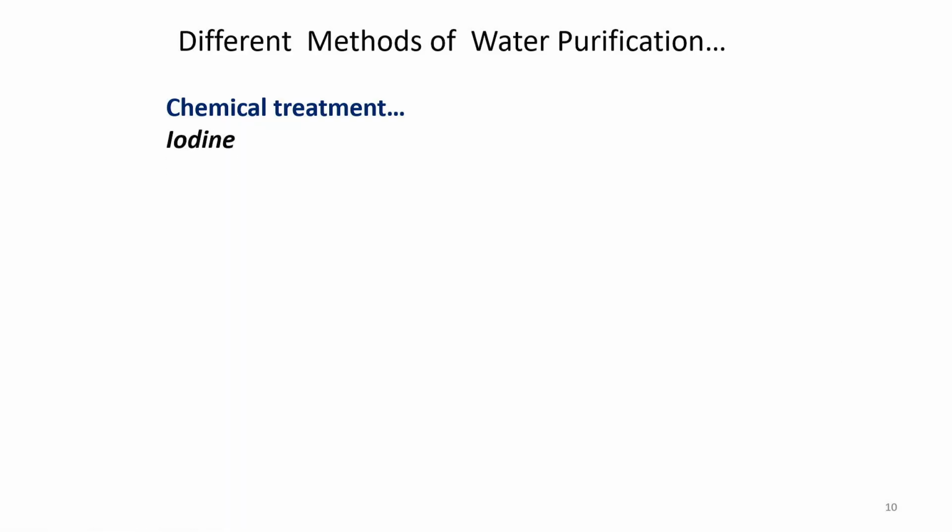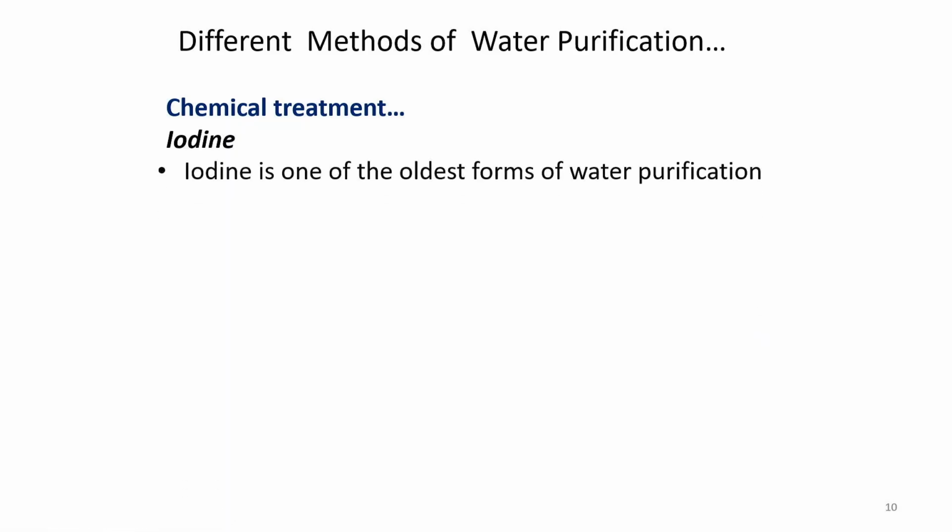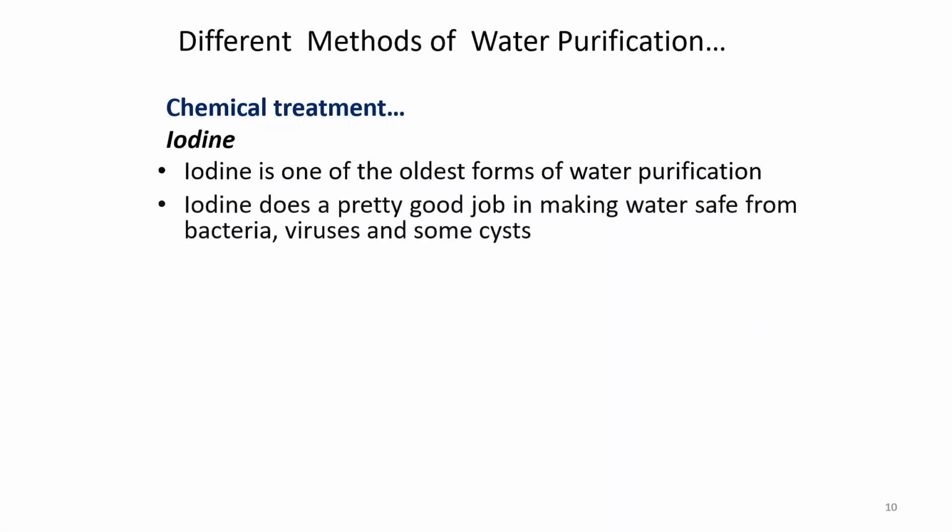Iodine also is very commonly used to treat water for water purification. It is one of the oldest forms of water purification, and it does a pretty good job, making the water safe from bacteria and viruses.